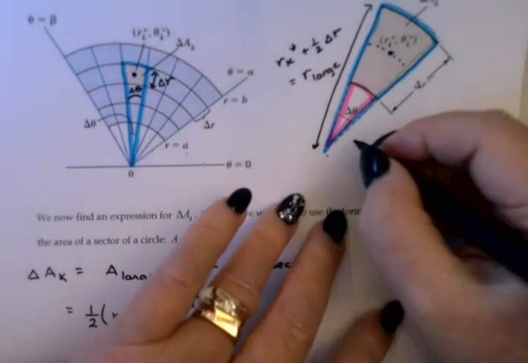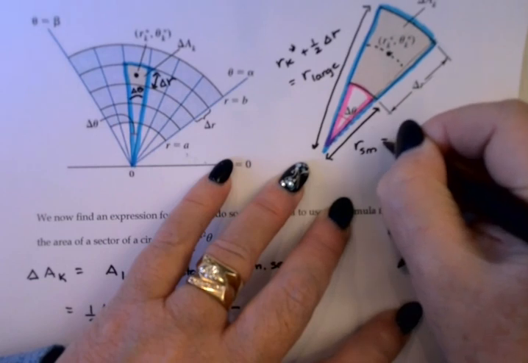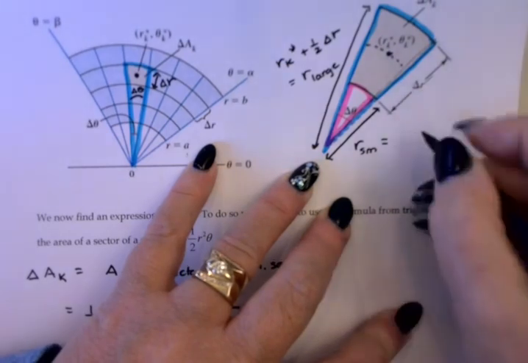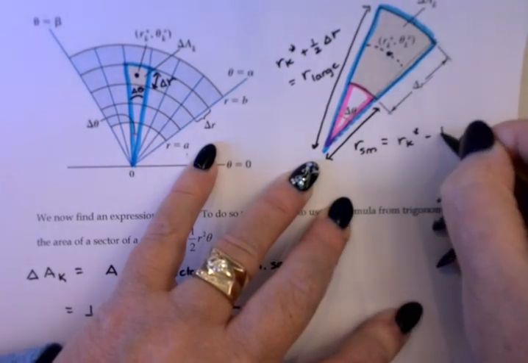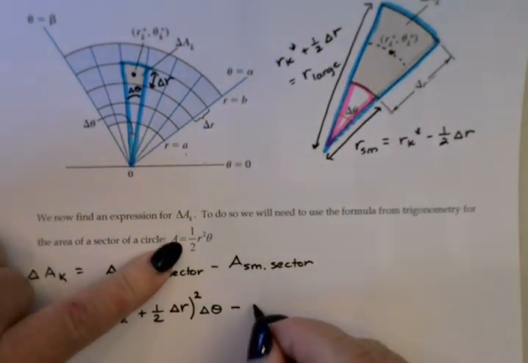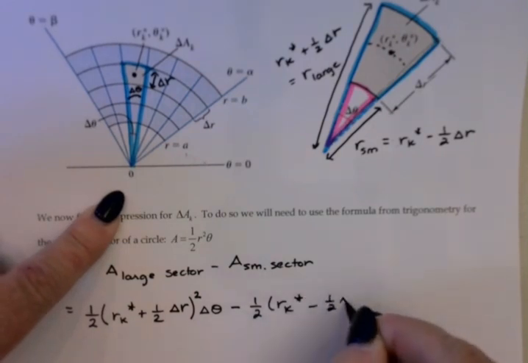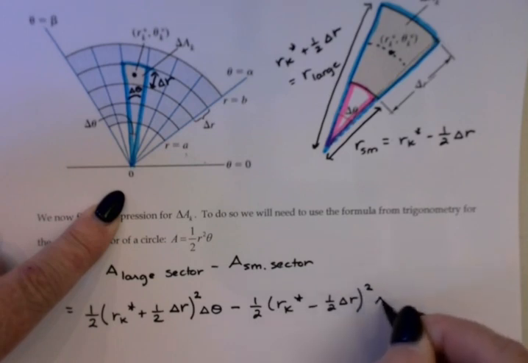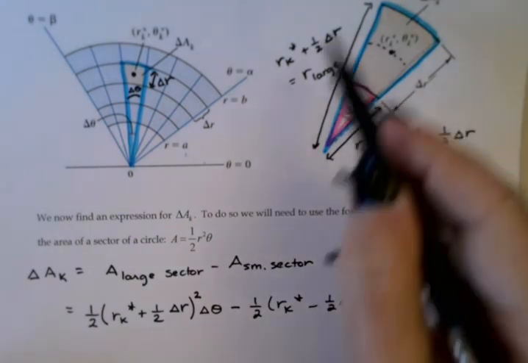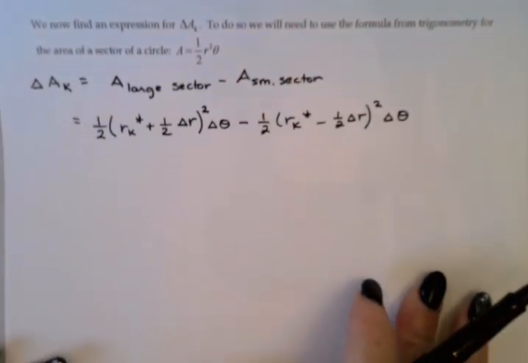All right, what about the small radius? Let's label it up here. The small radius is right in here. And that's going to be the r k backed off by half of delta r. So r k star minus half of delta r. So plugging that into my formula, I have 1/2 times r k star minus 1/2 delta r, squared, times delta theta. All right, that's everything from the geometry. At this point, we just have a whole bunch of algebra to do. So let's get started.